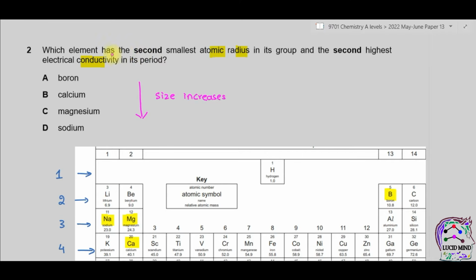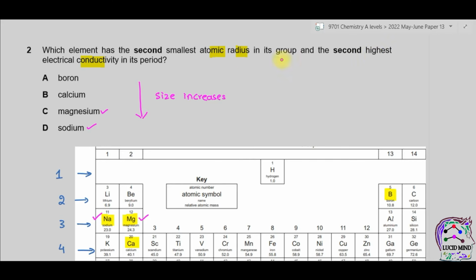So now it says which element has the second smallest atomic radius in its group. Now the smallest one will be the one that is on the top. So these two will be the smallest ones in group 1 and group 2, and sodium would be the second smallest because it is larger than lithium, so it could be sodium. Similarly, for the second group, beryllium is the smallest, then we have the second smallest, which is magnesium. Now boron is at the top of its group, so therefore this one is the first smallest one, not the second one, so this is incorrect. Similarly, calcium is the third smallest one, so this is also wrong. So we only have two options, either sodium or magnesium.